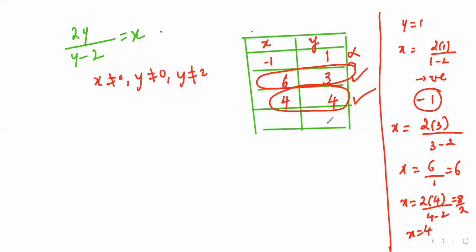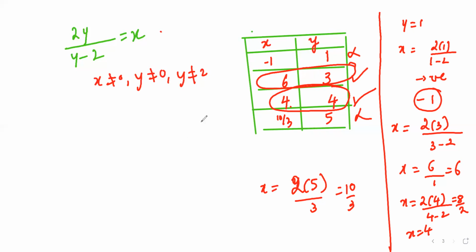Then put y is 5. When y is 5, see what happens. X is 2 into 5 by 3, 10 upon 3. So you're going to get 10 upon 3, which is not an integer. So we have to discard this value as well. So we already got two possibilities because a square is also a special type of rectangle where the length is equal to the breadth, isn't it? So we have got 6 and 3, and then 4 and 4.